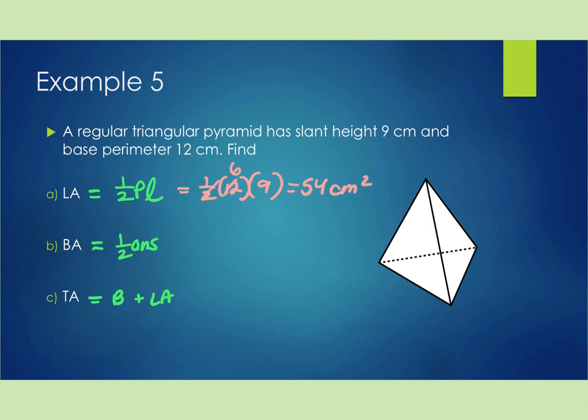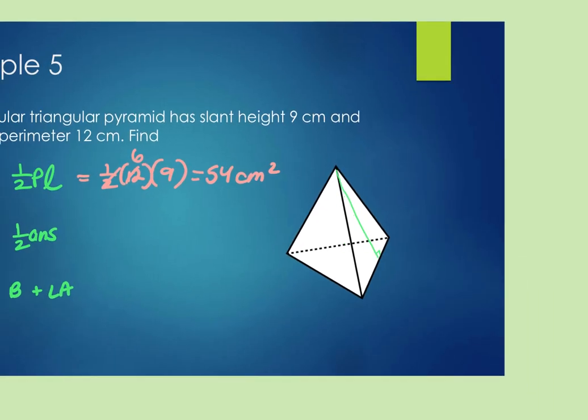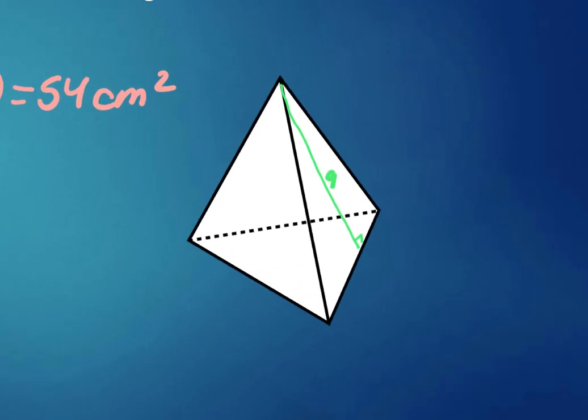The slant isn't the edge, right? Correct. So if I'm drawing it on the triangle now, the slant height would be coming down the side like that. That would be 9.